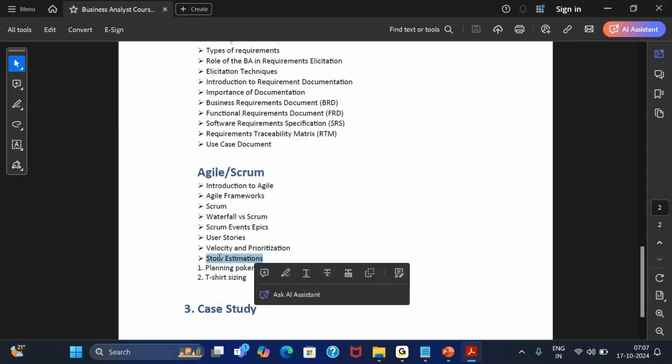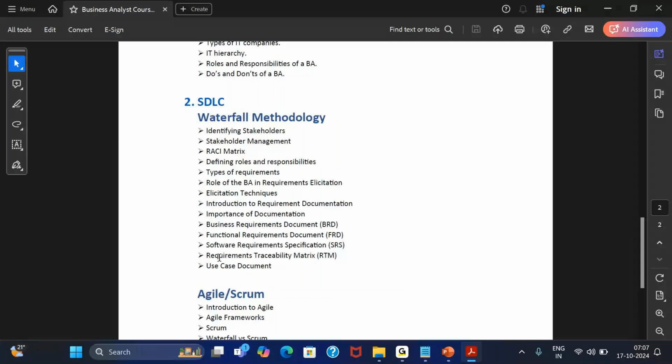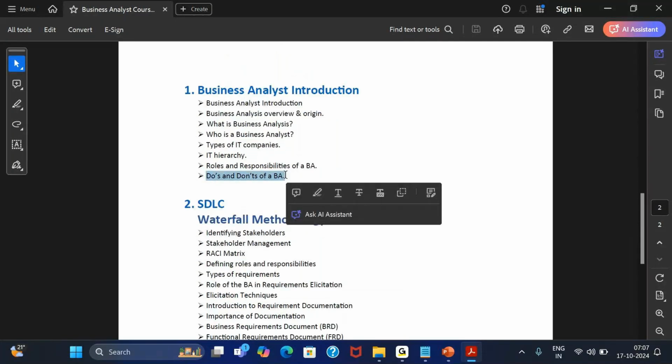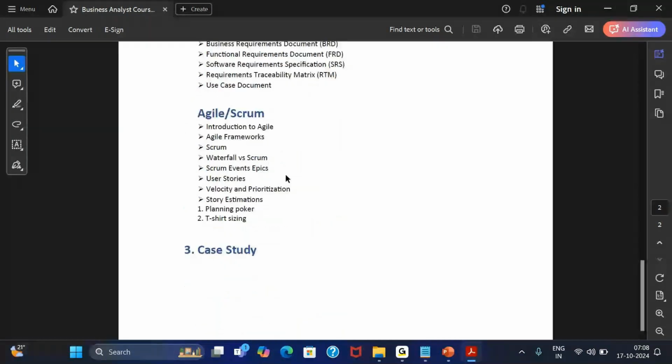And then towards the end, once we have a good understanding of all these topics, we do the do's and don'ts for a BA. That is more like trying to understand what should be your companion guide, like what activities you should definitely do versus what activities you should avoid as a BA.